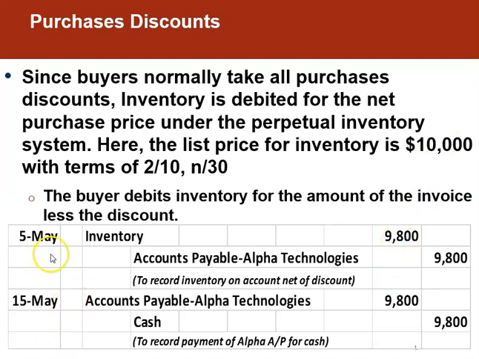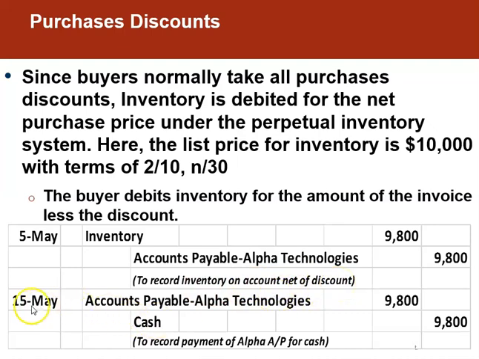So we're going to debit inventory, our asset account, on May the 5th, and we're going to credit accounts payable, subsidiary account, Alpha Technologies, for the same 9,800, because this is all we're going to pay them. We're not going to pay them 10,000. And then we have a journal entry explanation: to record inventory on account means we have to pay for it still, net of discount.